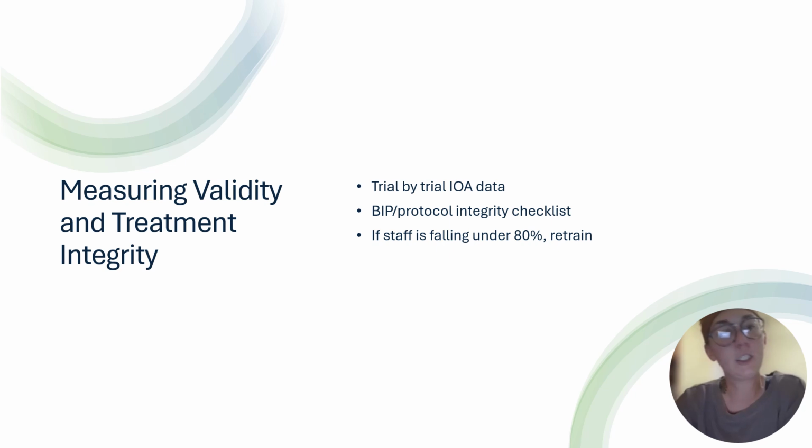So for measuring validity and treatment integrity, ideally we would be doing trial-by-trial IOA data, preferably 30% of the time. We also would like to see a BIP and protocol integrity checklist. So we make sure the steps that were laid out, that were written, are followed: did they give the first-then statement? Did they engage in planned ignoring properly? Check mark for this, minus for that. And between those two, if the staff is falling under 80%, we need to go back to the behavioral skills training and retrain.